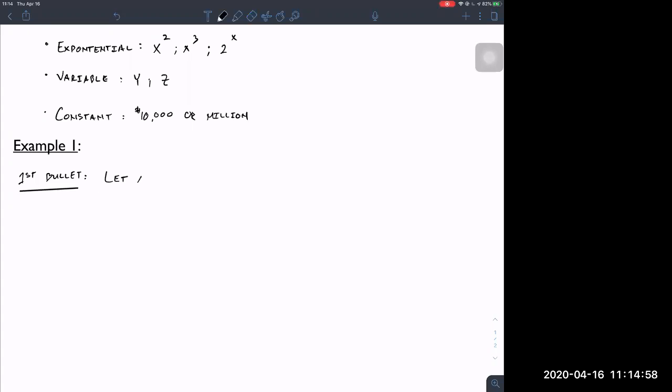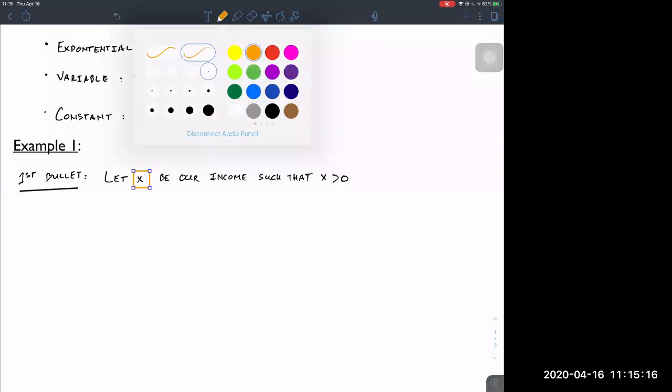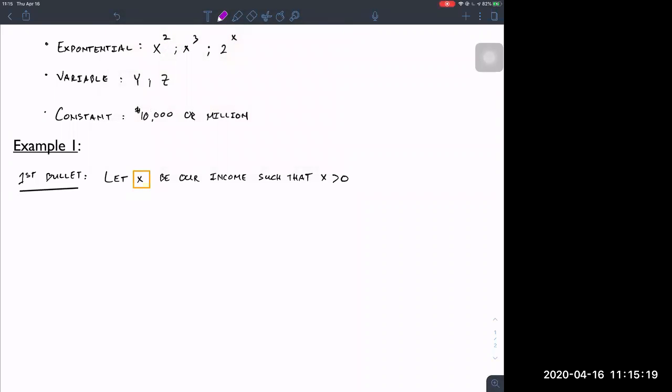Let X be our income such that X is greater than 0. See, so we're obviously going to use this in the model, but the rest of this part right here makes it very clear what we're going to be doing with that said X, right? Like I said, we know what we're talking about. Let's be a little bit more concise and clear though, so that if anyone were to read this, there'd be no question about what's going on, okay?